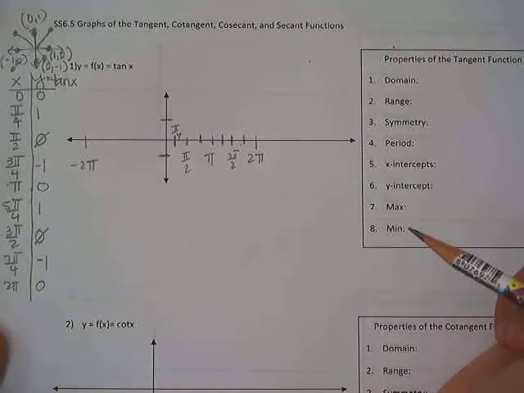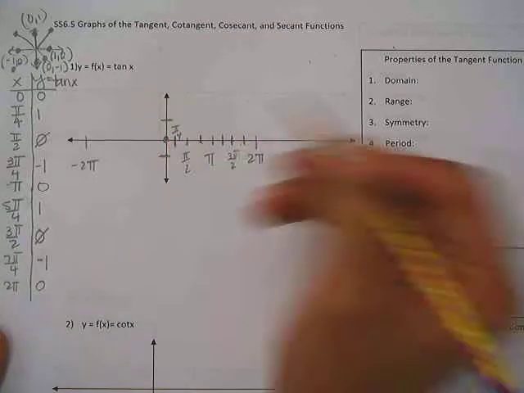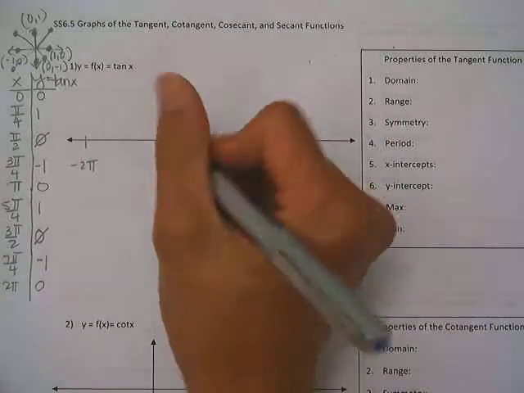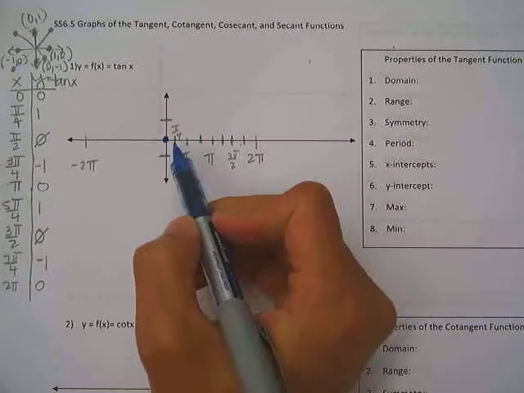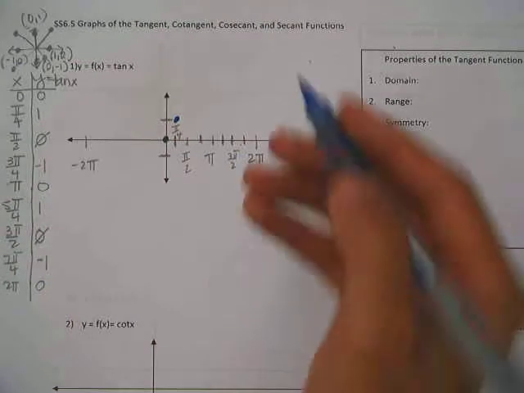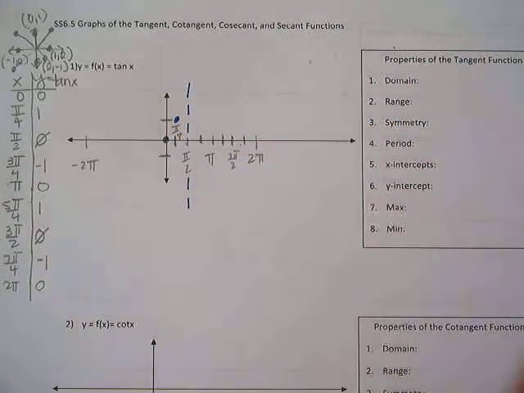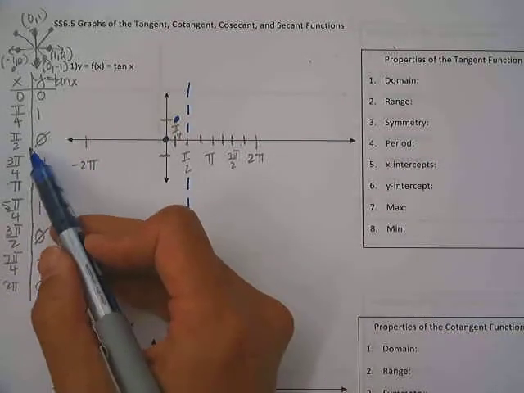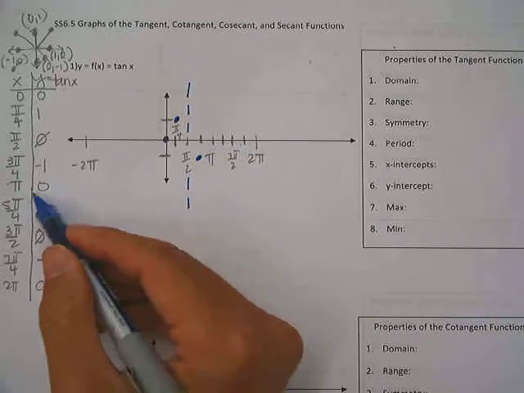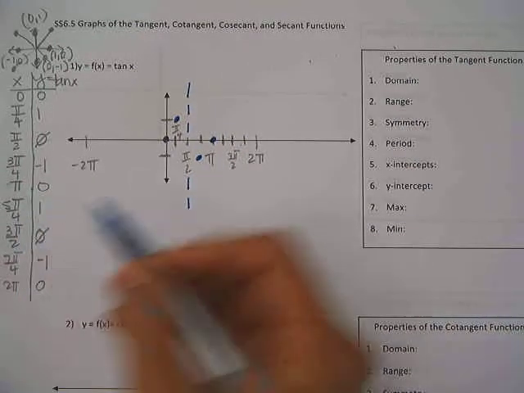What does it look like? 0 is 0, so that's my first dot. Let's use a different colored pen here. At pi over 4, I'm going to go up to positive 1. At pi over 2, it's undefined, so obviously we're going to use an asymptote. Then at 3 pi over 4, we're going to go to negative 1. At pi it is 0. At 5 pi over 4, we're going to get positive 1.